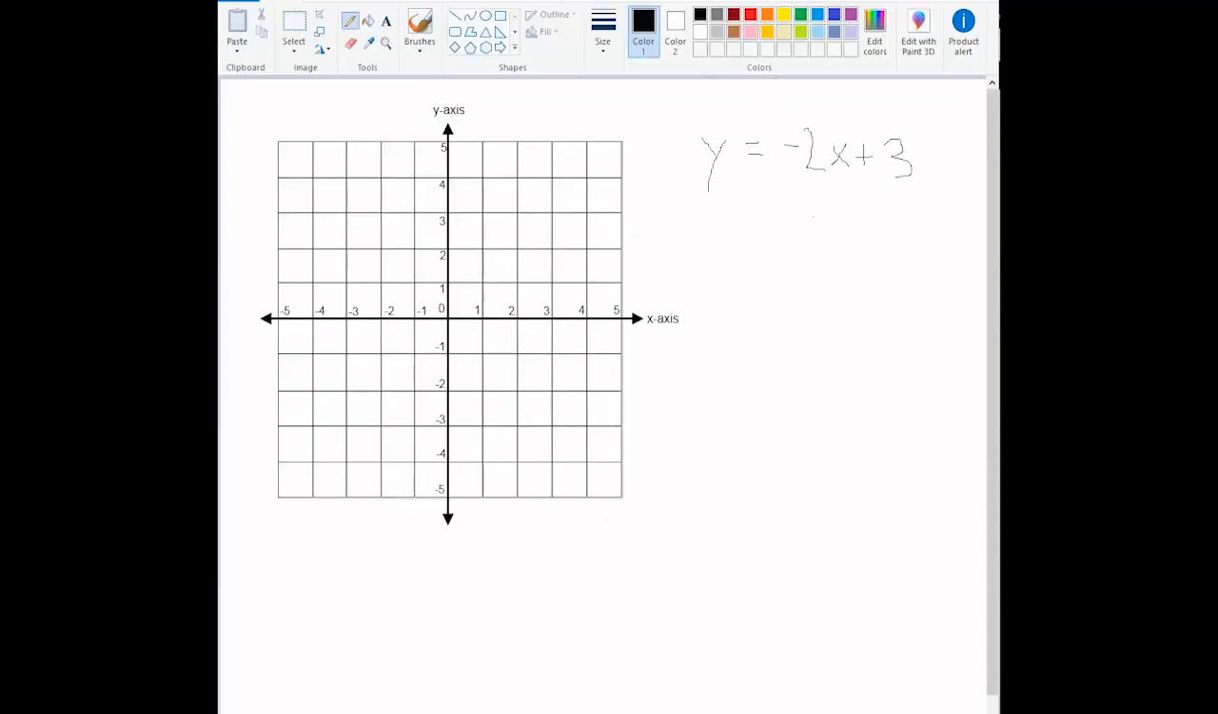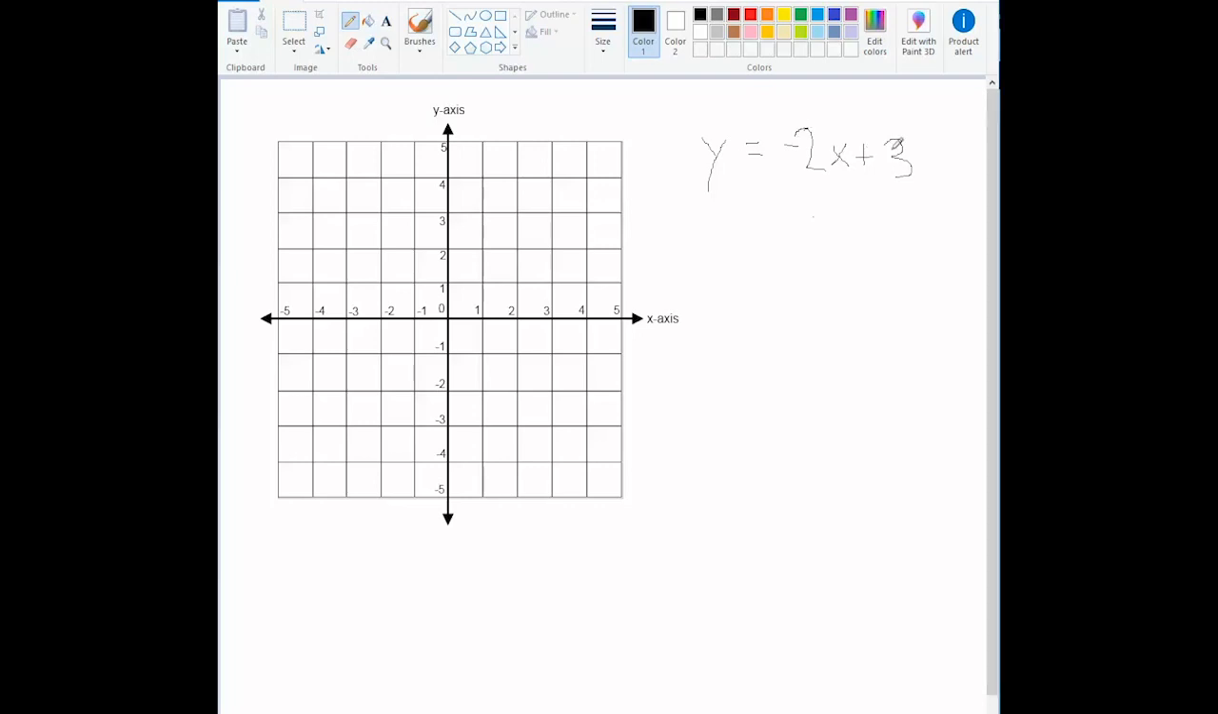This is Mr. Tukin, and I want to go over how we can solve systems of linear inequalities. We're going to do this step by step. When we talk about inequalities, they're a little different than equations. And so I've got an example of a linear equation on the board.